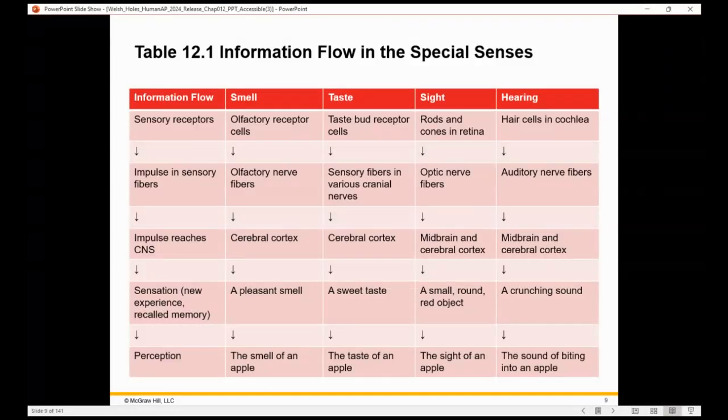Here we show information flow in the special senses, talking about smell, taste, sight, and hearing. If we're talking about smell, you have the olfactory receptor cells as your sensory receptors. If we're talking about taste, it's the taste bud receptors. For sight, it's the rods and cones in the retina. And for hearing, it's the hair cells in the cochlea.